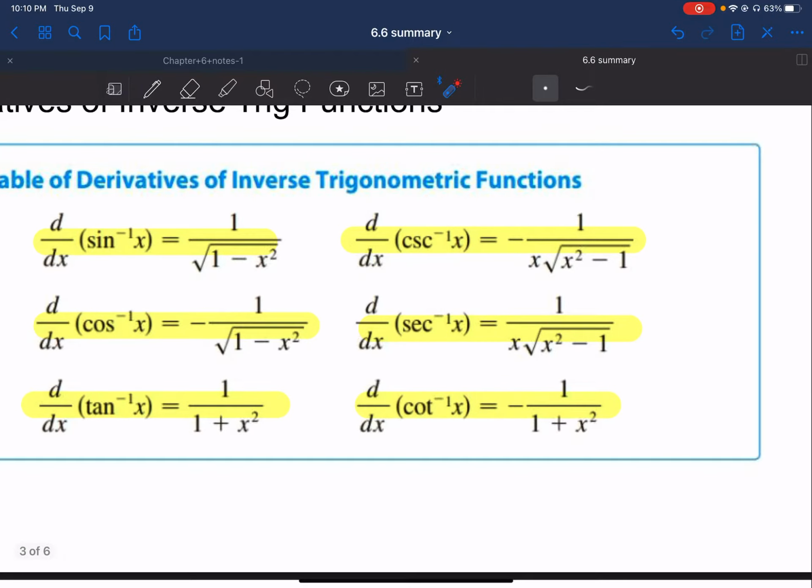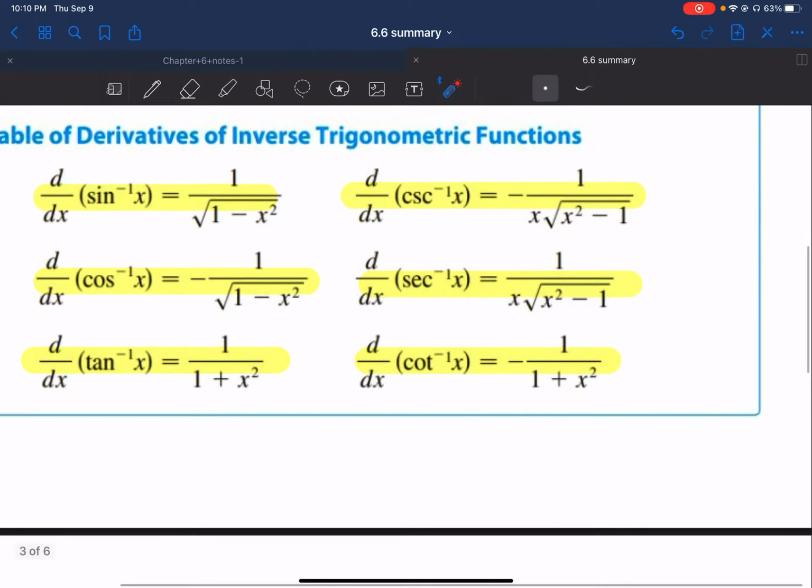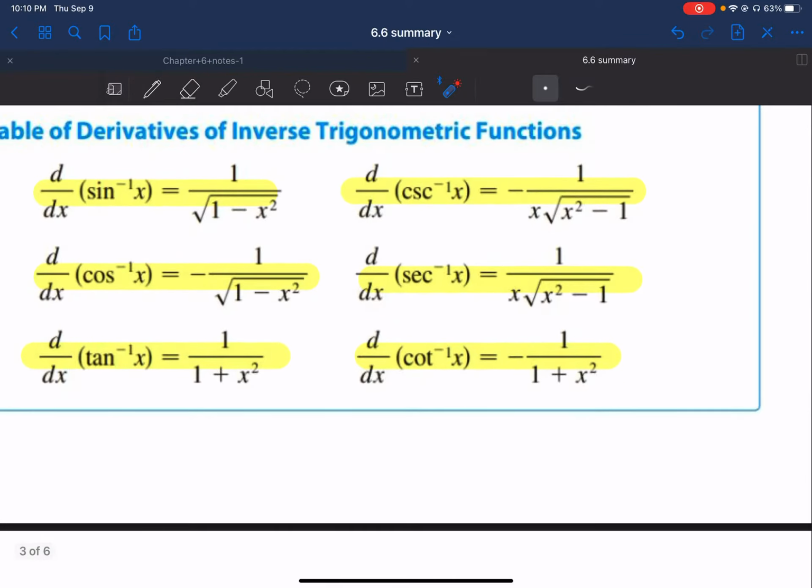The derivative of cosecant inverse is negative 1 over x times the square root of x squared minus 1. The derivative of secant inverse is 1 over x times the square root of x squared minus 1. As you can see, the cosecant one has a negative in front of it, as opposed to the secant inverse. And lastly, we have the derivative of the inverse cotangent, which is negative 1 over 1 plus x squared. You just place a negative in front of the tangent inverse.